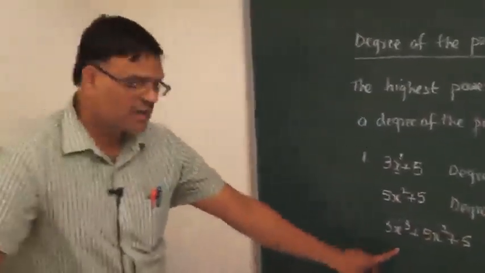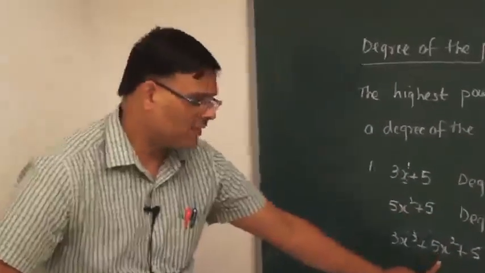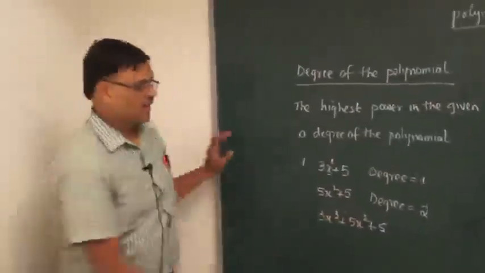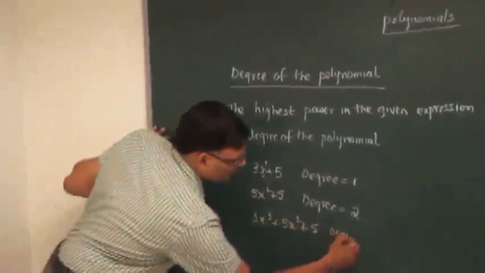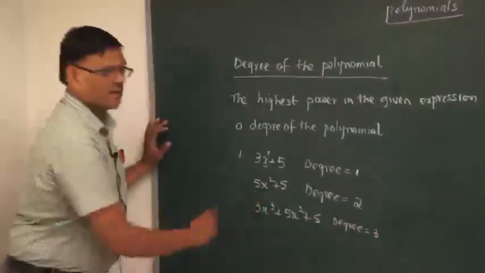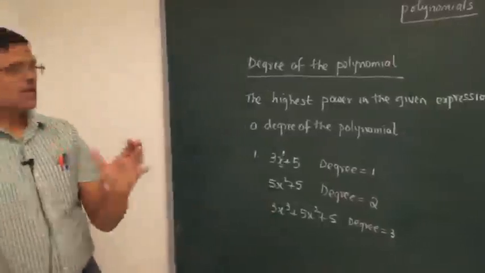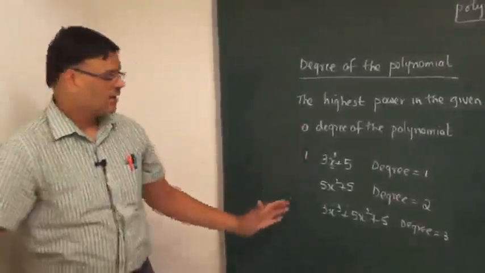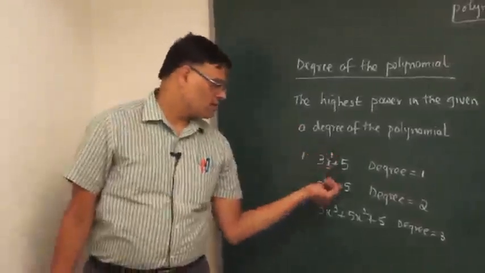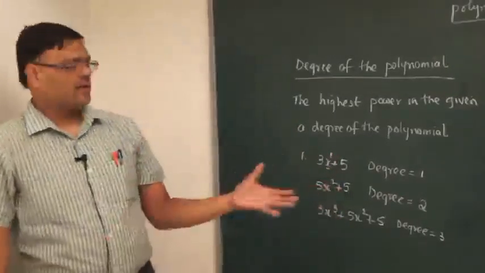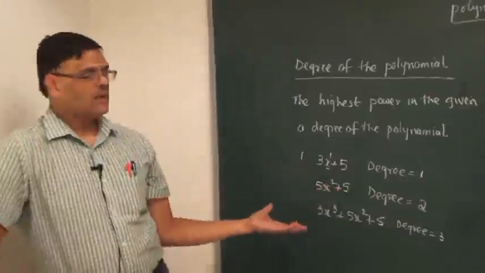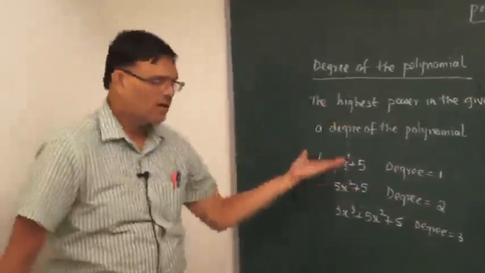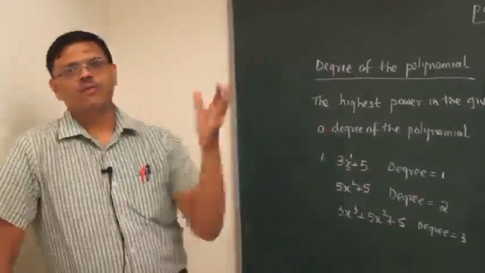And in the same way, 3x to the power of 3 plus 5x square plus 5, highest degree is what? 3. Highest power is 3 here. Therefore, degree is 3. So, according to these three examples, degrees are respectively 1, 2 and 3. These are the degrees of the polynomial. After the degree of the polynomial and how to find the degree, we will move on.